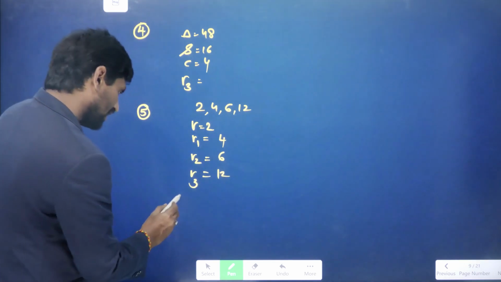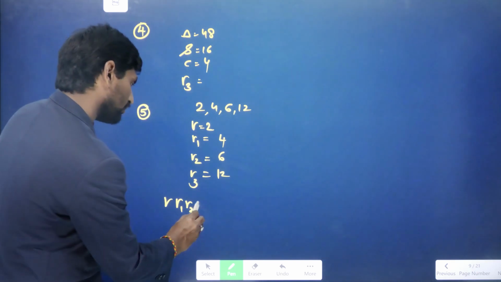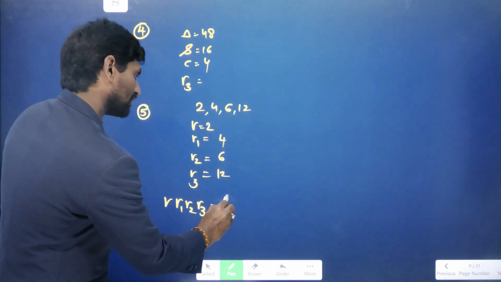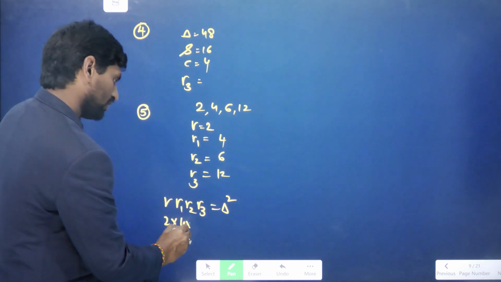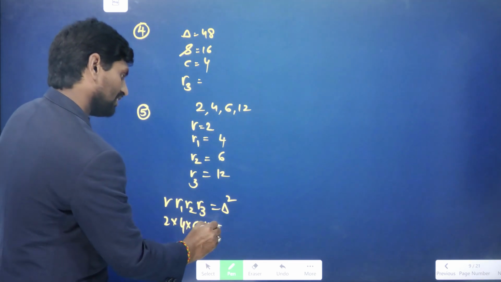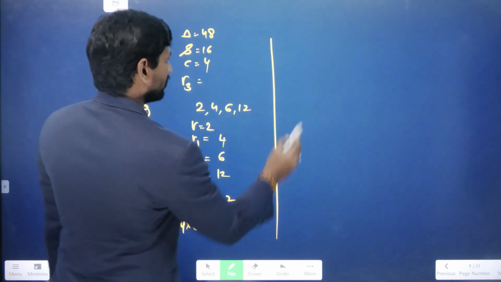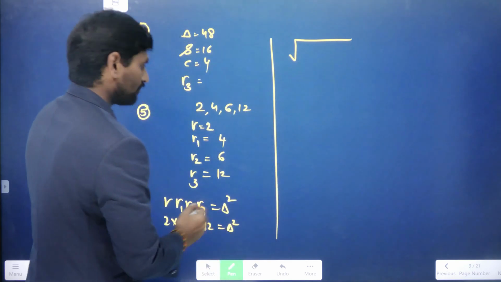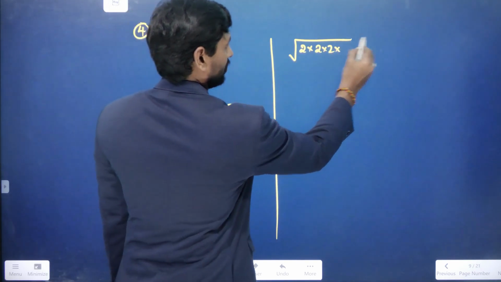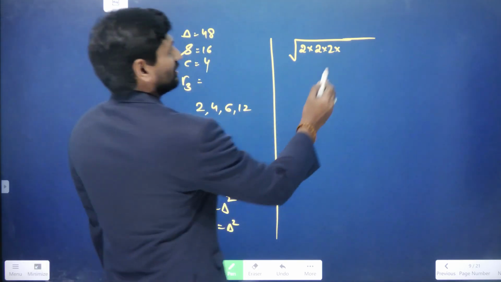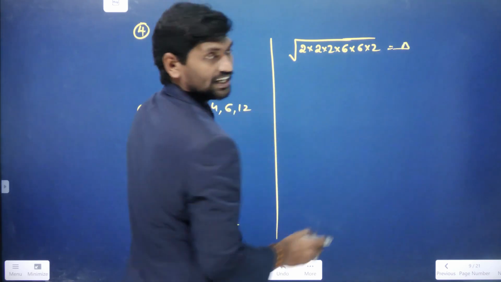And we know the area formula: R1 into R2 into R3 is equal to delta square. Substitute the values: 2 into 4 into 6 into 12 is equal to delta square. Square bring this side, it will be square root. Square root of 2, 4 I can write 2 into 2, 6, and 12 I can write 6 into 2. That is the area of the triangle.